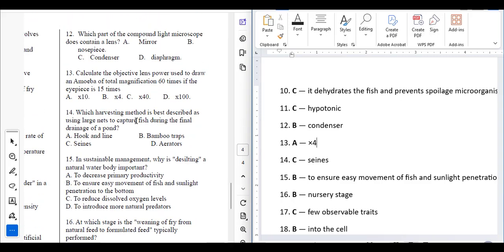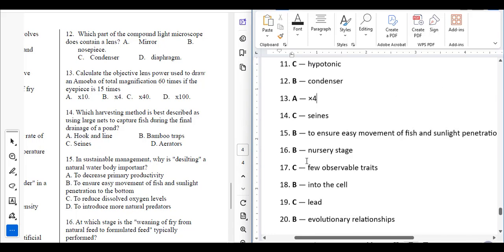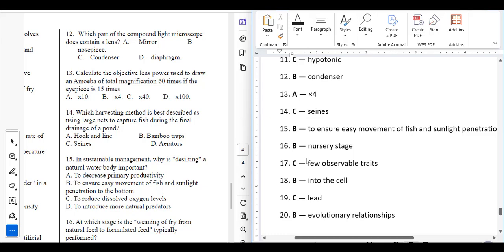Which harvesting method is best described as using large nets to capture fish during the final drainage of a pond? So we have hook and line, we have bamboo traps, we have seines, and we have aerators. So we have seines that will be used. Seines, large nets.